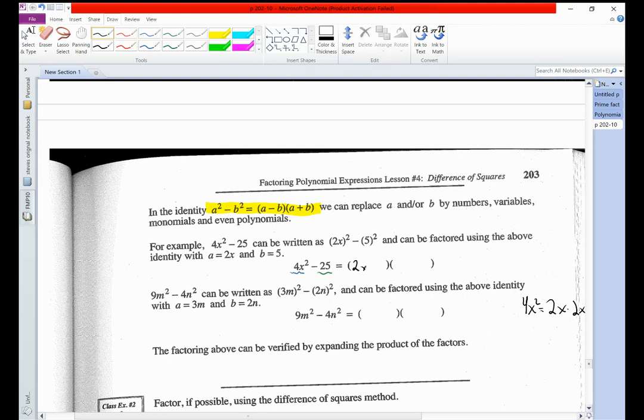So we can write 2x as the first term in both, and then 25 is a perfect square. It is 5 times 5, so plus 5 minus 5. The trick there was we had more than just x squared in the first term.